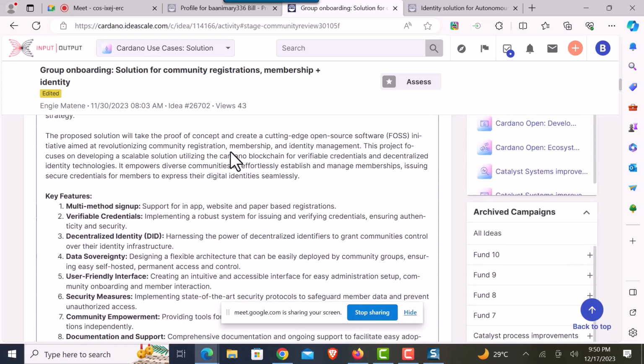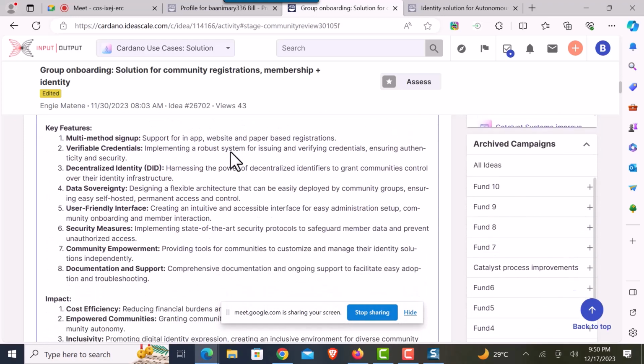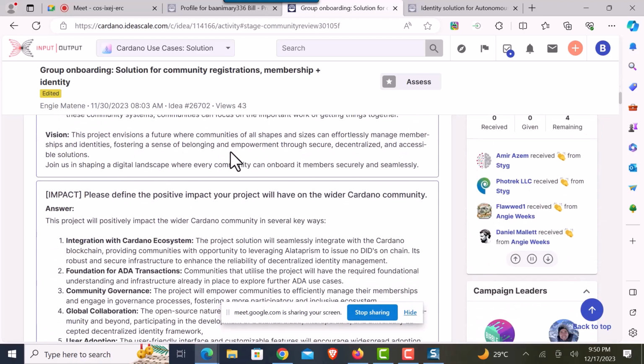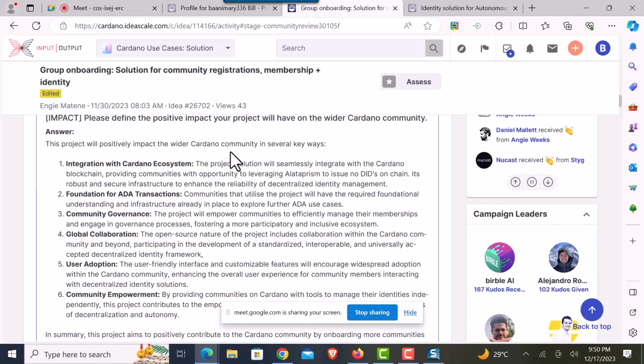Okay, so let's concentrate on this one. The positive impact your project will have on the wider Cardano community. So he has written: this project will positively impact the wider Cardano community in several ways. This is the place I am reading from.